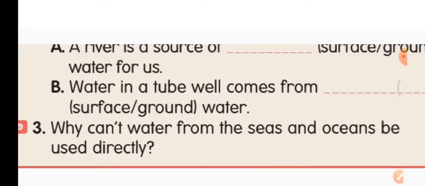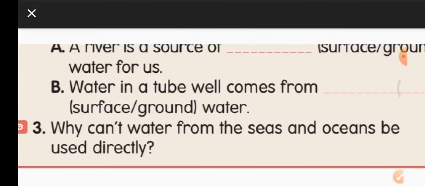Third question, why can't water from the seas and oceans be used directly? Water from the seas and oceans cannot be used directly because it is salty. So we have discussed the answers in the worksheet as well as the practice questions in the content book. Also complete writing these answers. Do read the lesson from the content book 2 times and underline new words.